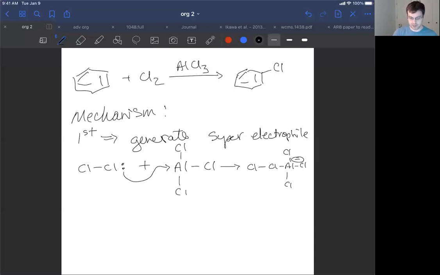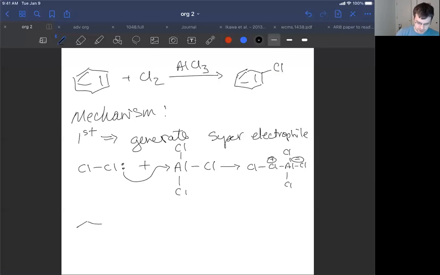So we're negative here. Additionally, the chlorine is now positive. If you look at this, this is our super electrophile for the chlorination reaction. It looks exactly the same as the FeBr3 one, except we've replaced the iron center with aluminum. And because we're doing chlorination, we have chlorines everywhere instead of bromines so as to not mix things up a little bit. Okay, so this is our super electrophile.